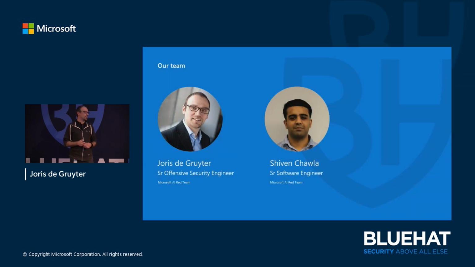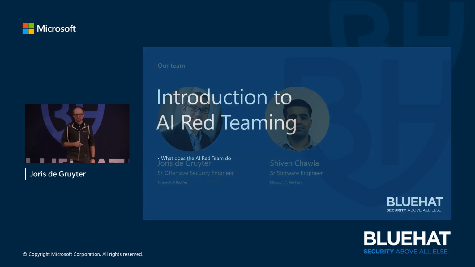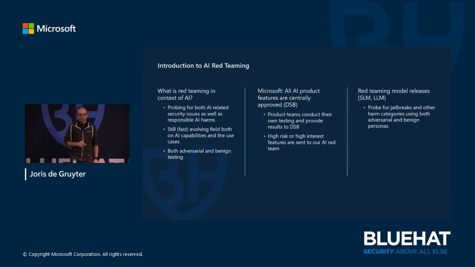So I'm Joris. I'm on the AI red team here at Microsoft. As our MC told you, I'm really new to the security space, but I rolled into AI and into AI security. And I'm here with Shiven, my colleague on the AI red team as well. So quick introduction. What do we do? What is a red team really in the context of AI?